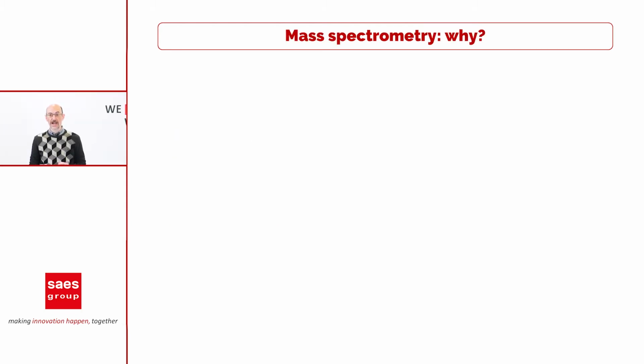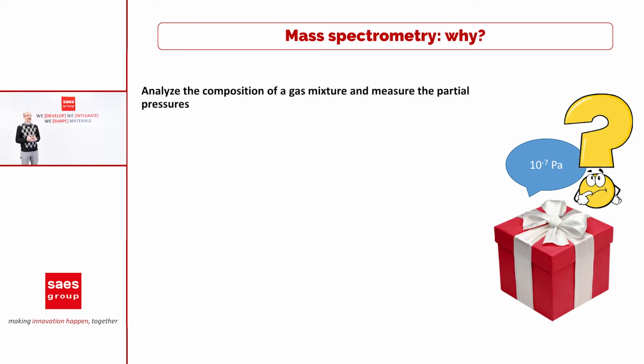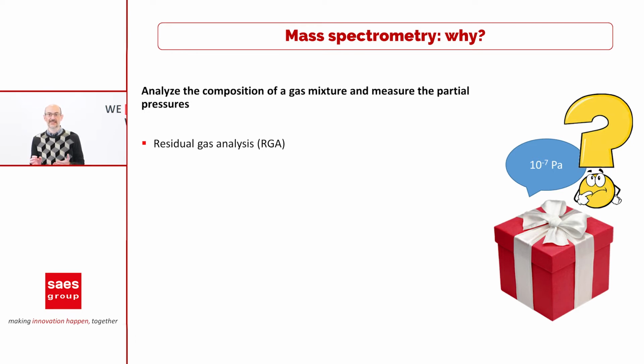First of all, why mass spectrometry? In some way, our vacuum system is like a present. A gauge tells me about pressure, but then we want to know what's inside. Our goal is to get a picture of the composition of a gas mixture, either qualitative or quantitative, depending on the application. Frequently, we are interested in the background atmosphere of a vacuum chamber, so we speak about residual gas analysis, and the instrument is often called a residual gas analyzer.